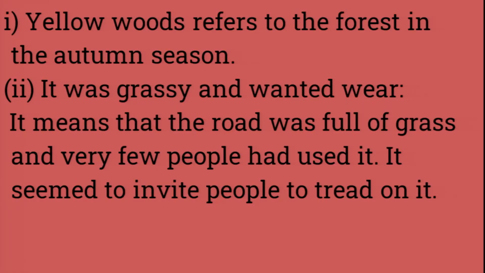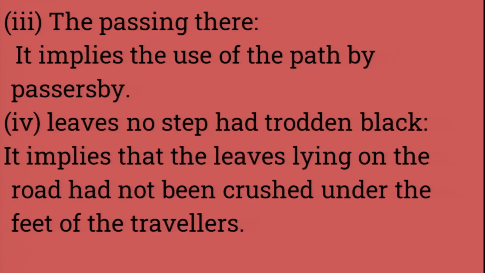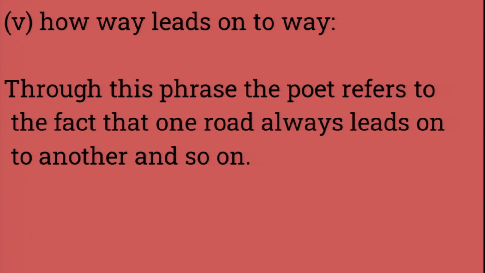"It was grassy and wanted wear" means that the road was full of grass and very few people had used it. It seemed to invite people to walk on it. "The passing there" implies the use of the path by the passers-by. "Leaves no step had trodden black" implies that the leaves lying on the road had not been crushed under the feet of the travelers. The last one, "how way leads on to way": through this phrase, the poet refers to the fact that one road always leads on to another and so on.